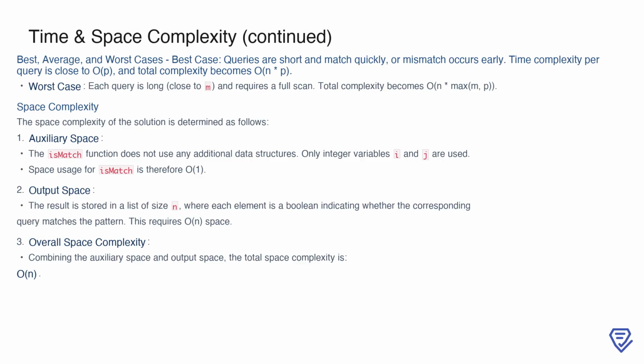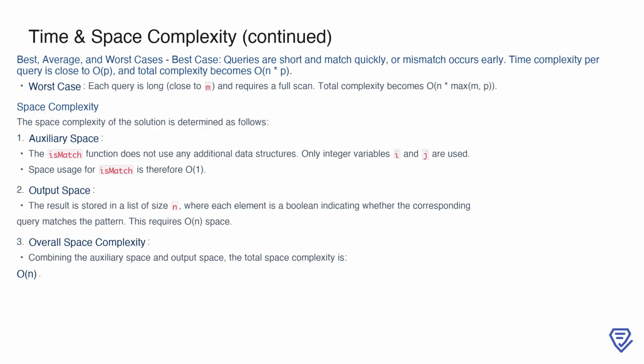Now, let's break this complexity down further to understand the best, average, and worst case scenarios. In the best case, the queries are either very short or mismatches occur early during comparison. This minimizes the number of characters processed per query, reducing the time complexity per query to approximately O(p). For n queries, this results in a total time complexity of O(n * p). On the other hand, the worst case occurs when each query is long, nearly equal to m, and requires a full scan to determine if it matches the pattern. Here, the total complexity remains at O(n * max(m, p)).